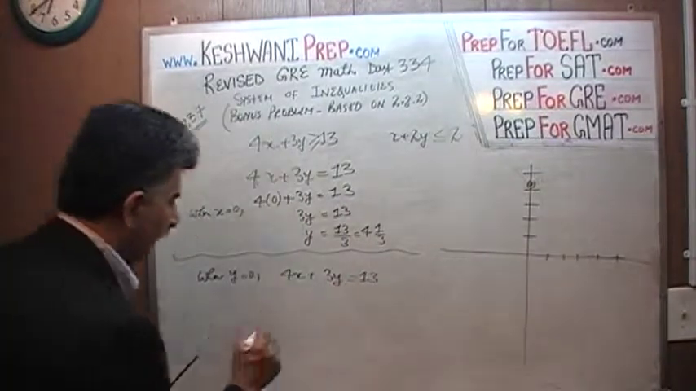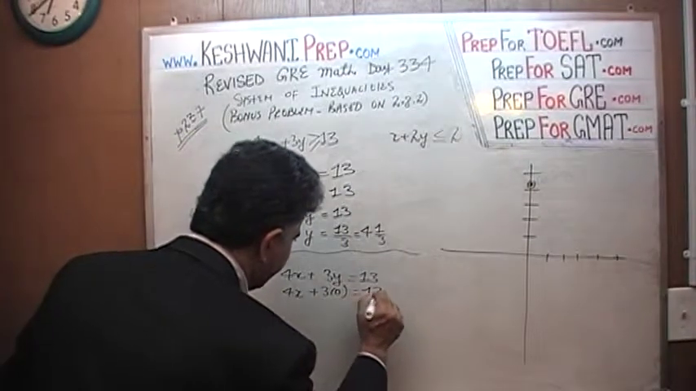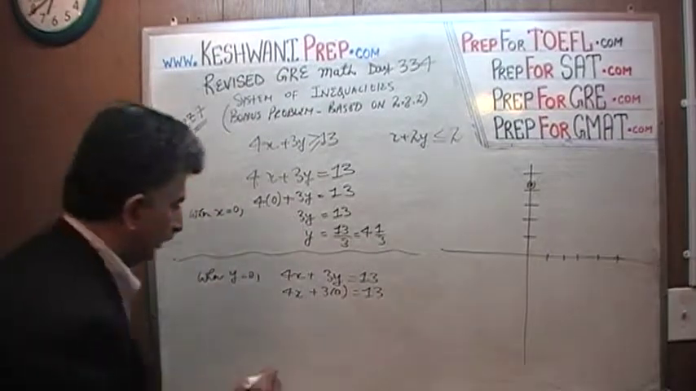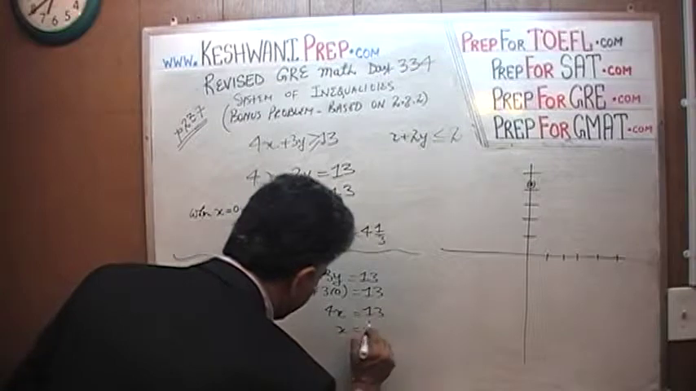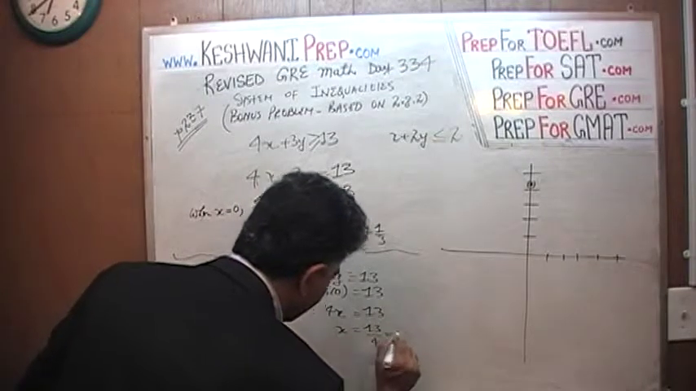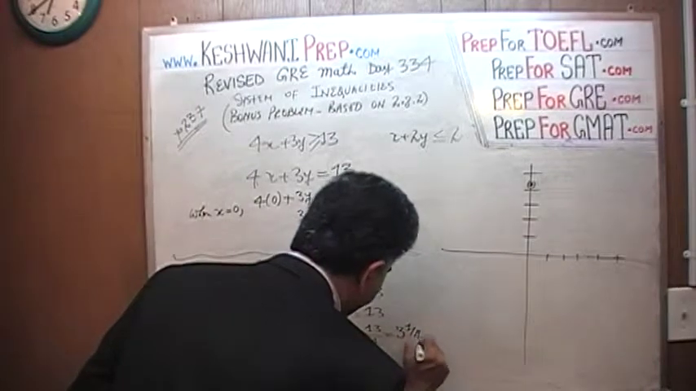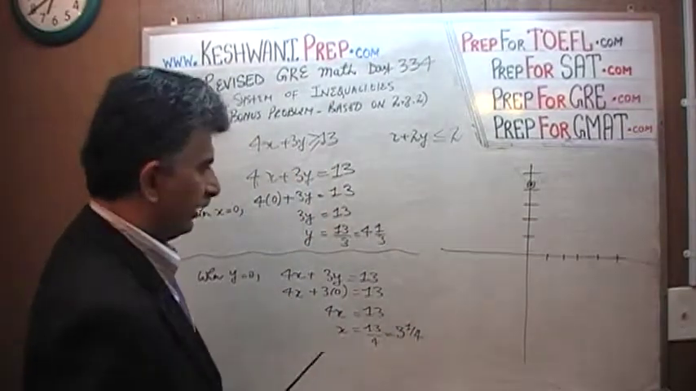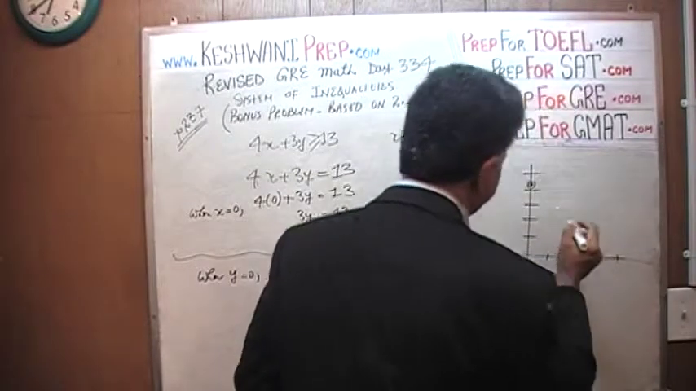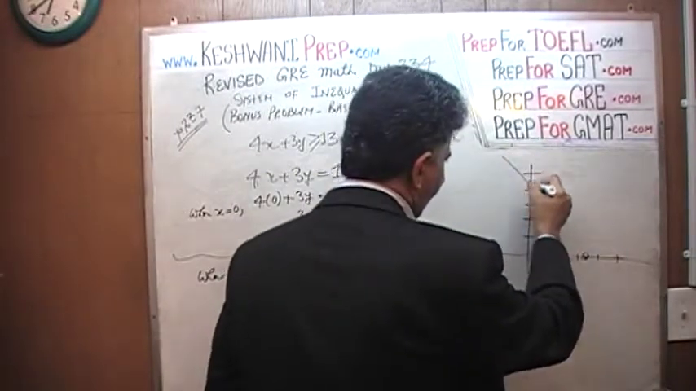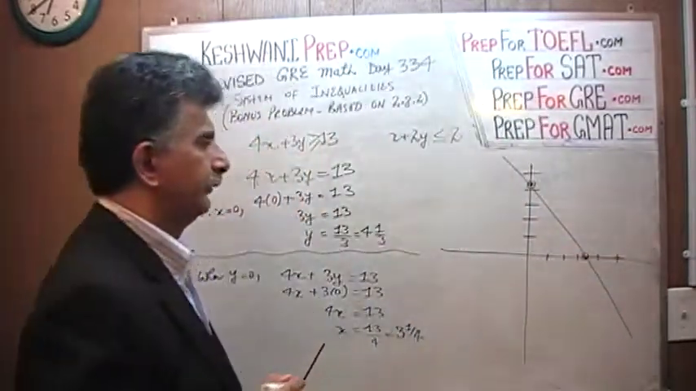And when y is equal to 0, we get 4x plus 3 times 0 equals 13, and we get 4x is equal to 13, which means x is equal to 13 over 4. 12 over 4 would have been 3, so it's 3 and a quarter. x is 3 and a quarter. 1, 2, 3, 3 and a quarter, somewhere here.